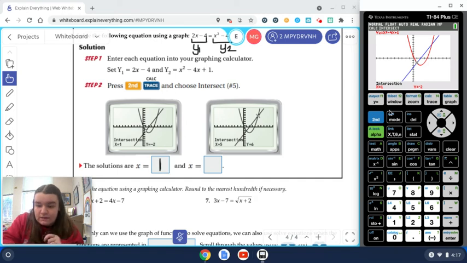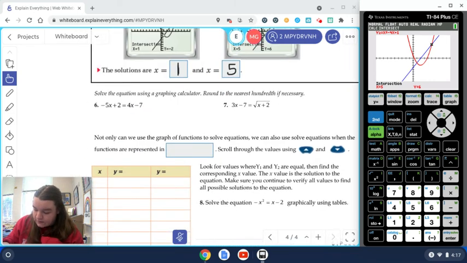And then again, to get the other one, I'm going to hit second trace, choice 5. I'm going to arrow over to my other intersection point, just about. Hit enter, enter, enter 3 times, and I get the point (5, 6). So that means my other solution is x equals 5. Those are the two x values where they have the same output.